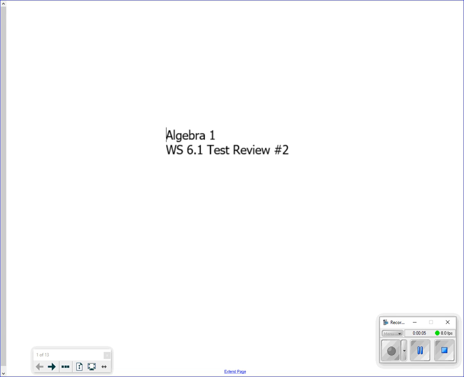We're at the end of 6.1. 6.1 has all the exponent rules, so we're going to go ahead and do a test over just 6.1 and the exponent rules. So this is the worksheet 6.1 test review number 2, if you're watching this.